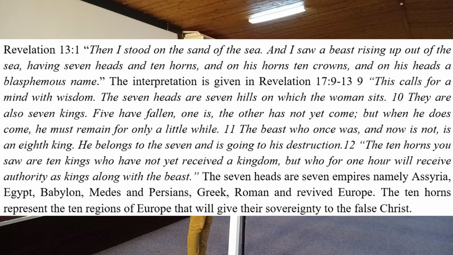It says the 7 heads are 7 empires, namely Assyria, Egypt, Babylon, Medes and Persians, they won, Greek, Roman, and a revived Europe. So first, before we do anything, you see where it says Assyria. Above Assyria, just write the number 2. The number 2. And then by Egypt, you can write the number 1. And then Babylon, write 3. And then the Persians, you can write 4. Don't worry about the Medes.